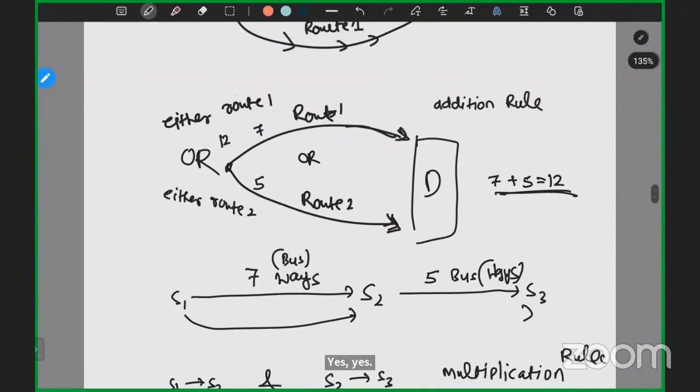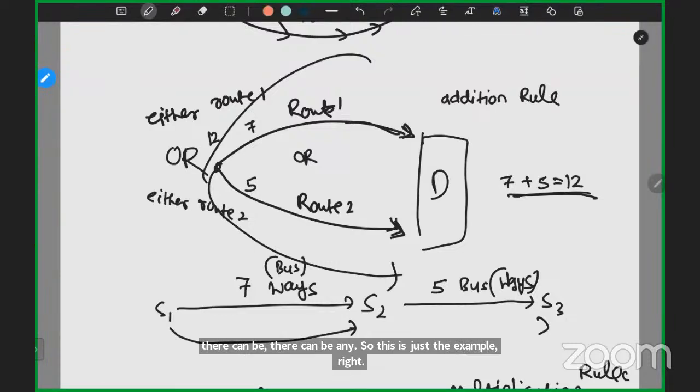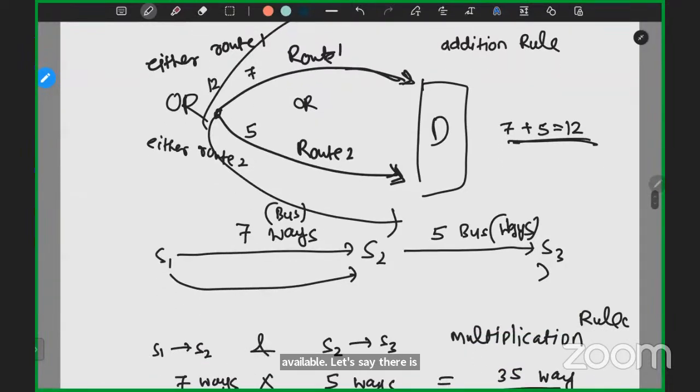So this is just the example, right? You take root 2. Let's say there is root 3 also available, root 4 available, root 5 available. Then you can add all of them. So it's not about two things or three things. It's about the logic: are they happening one after another, or can they happen independently also.